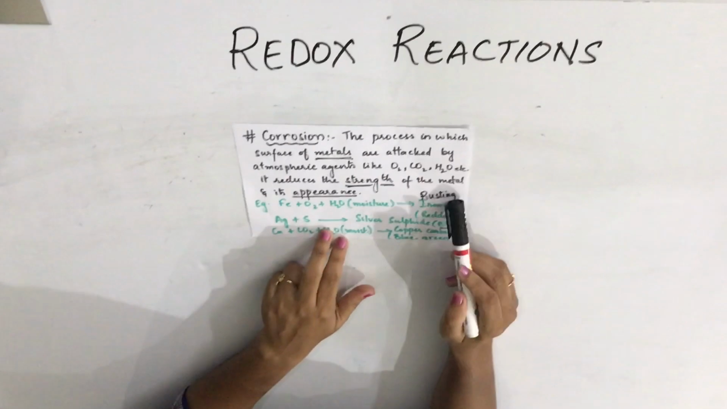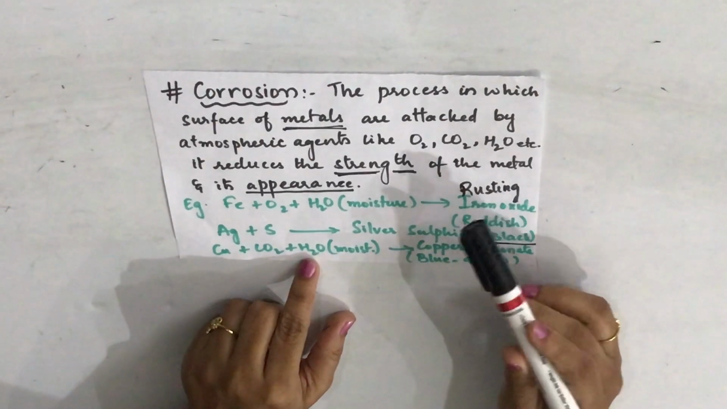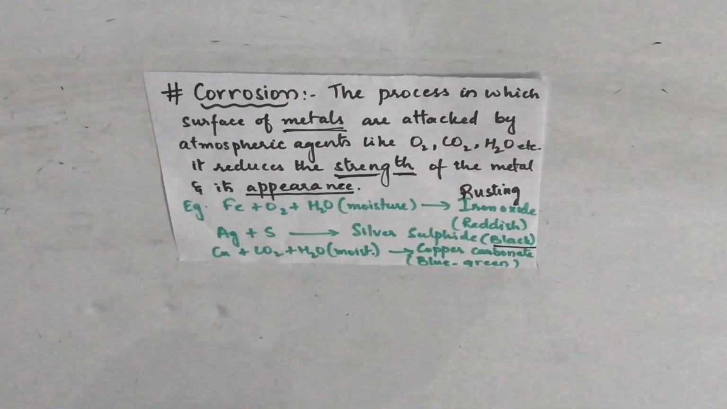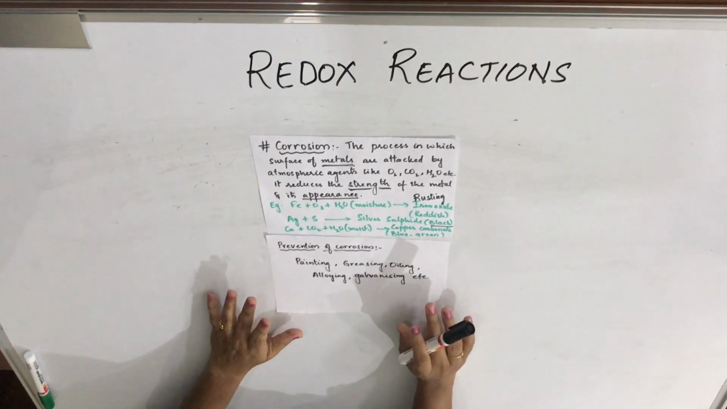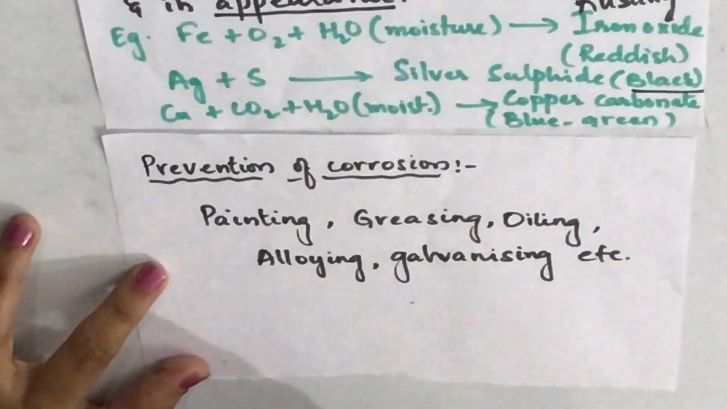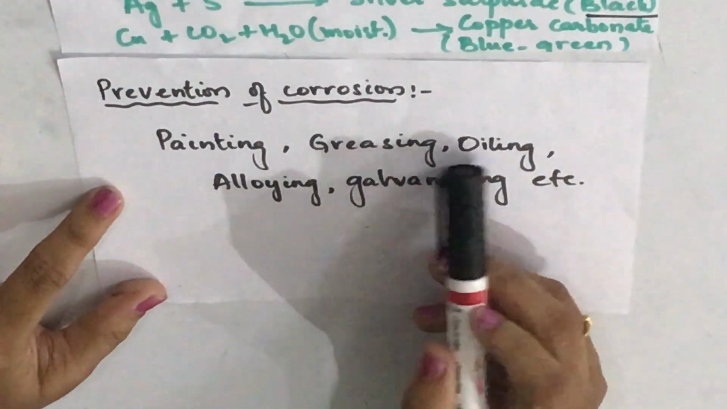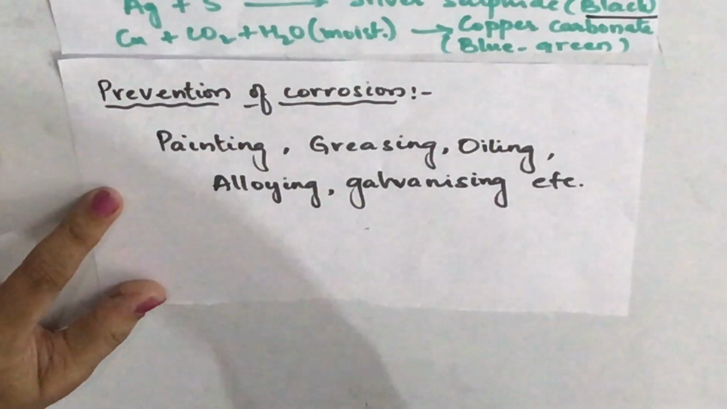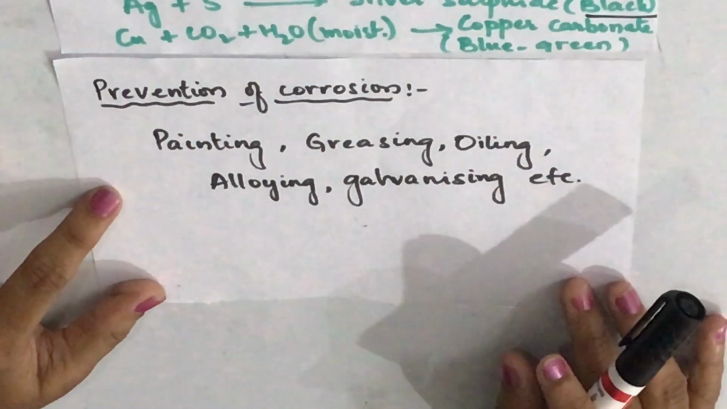Remember, we say rusting only for iron. We don't say rusting of silver or rusting of copper. The word rusting is used only for iron, whereas corrosion is a general word which is used for all the three. Now, how to prevent corrosion? You might have seen, what do we do to the grills of our doors and all? We do painting. Also, to the cycle chain, if it is rusted, we grease it, oiling. Alloying is one more process. Then galvanization, that is giving a coating of zinc. Then chrome plating. There are many methods to prevent corrosion.